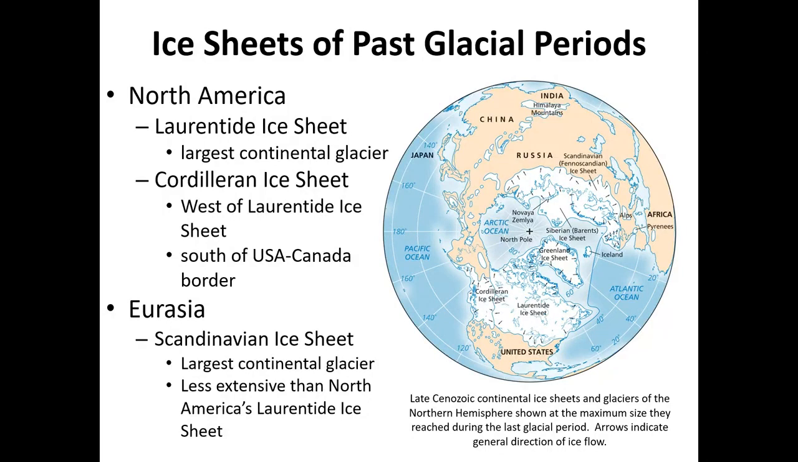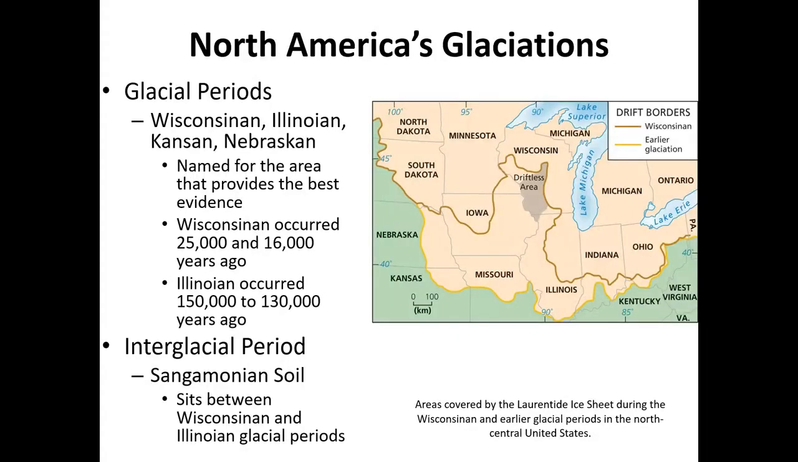And that was almost as large as the North American Laurentide ice sheet, and that covered much of Scandinavia and northern Russia. So at the peak of the last ice age, there were really large portions of North America and Eurasia that were covered in ice.